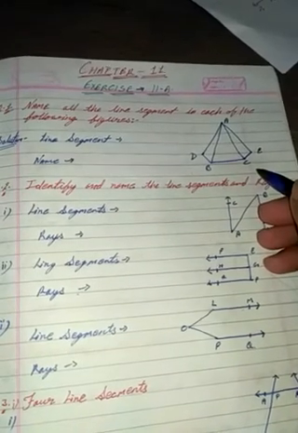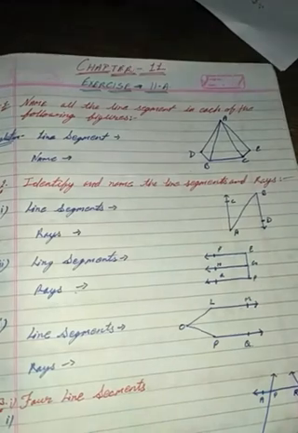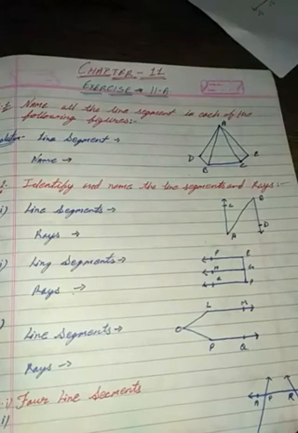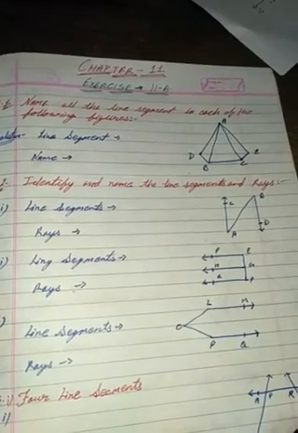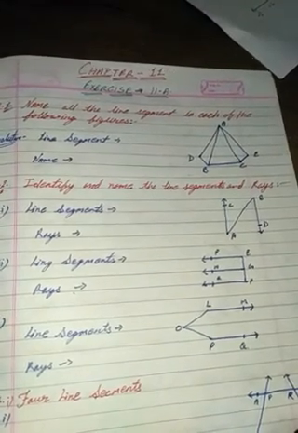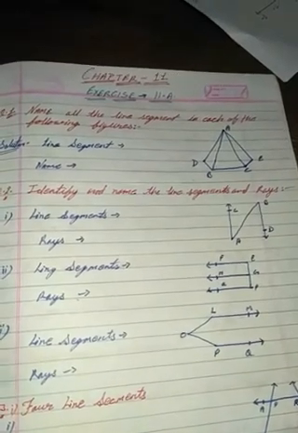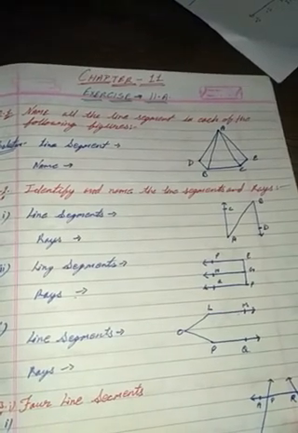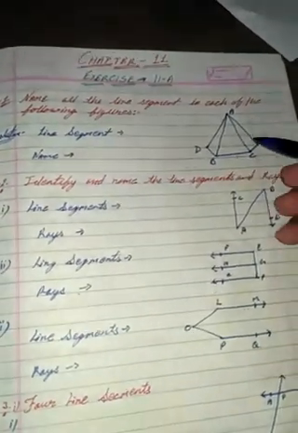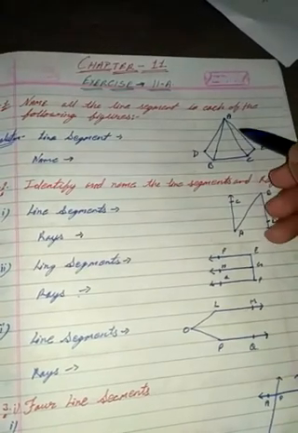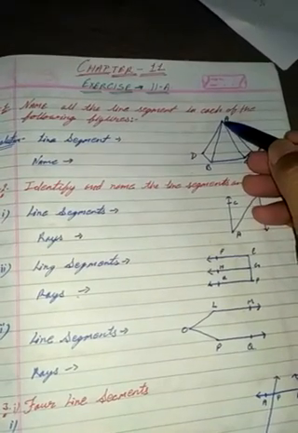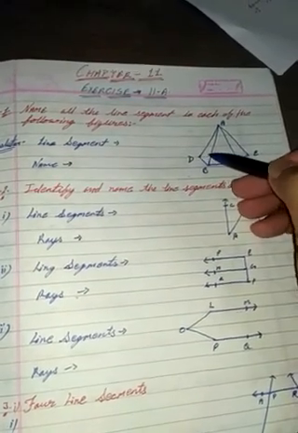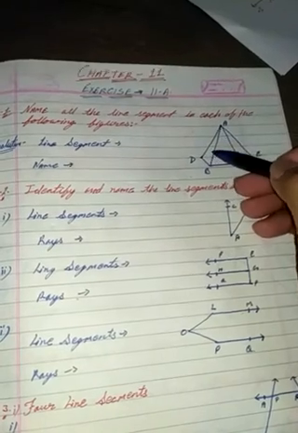In this figure, first you identify what is a line segment. A line between two dots. This is a line segment. Now in this question, first the name of the line segments. First we find out how many line segments there are. Now A and B, these are two dots, and the line between these two dots is a line segment.